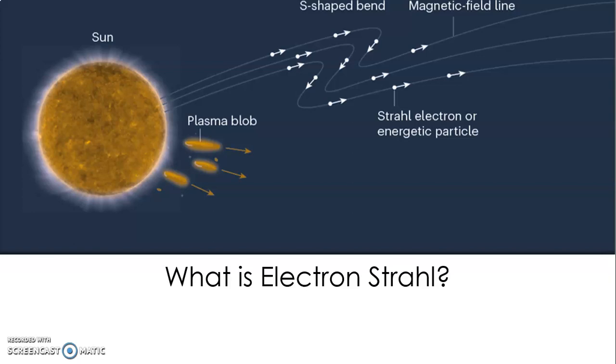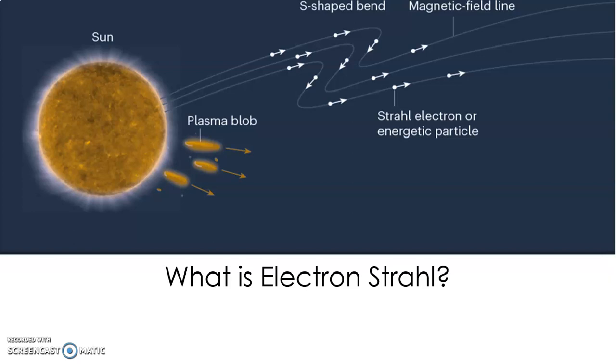What is electron strahl? I will define what a strahl is for the people who do not know it. A strahl is the electron component of the solar wind that is the most closely aligned with the magnetic field of the Sun. These electrons are part of the high-speed component of the solar wind and have sufficient velocity to escape from the electrostatic potential of the Sun.